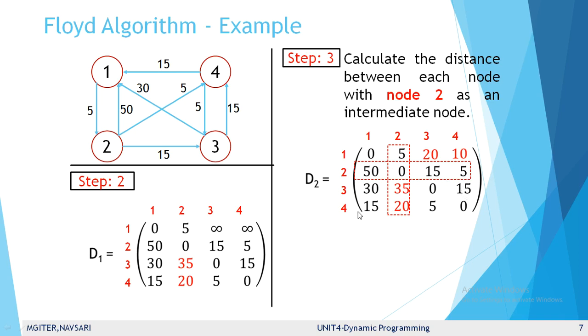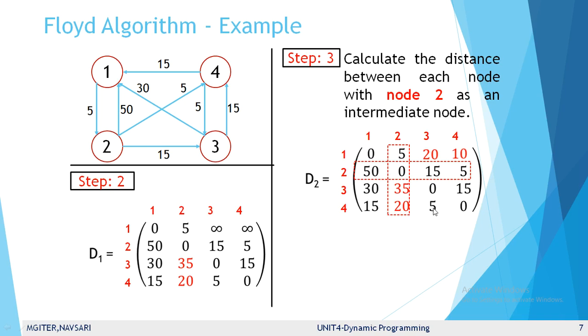Now for node 4. 4 to 1 is 15. Via intermediate vertex 2 it is possible. Now check it. 4 to 2 is 20 plus 2 to 1, which is 50. 20 plus 50 is 70. 70 is greater than 15, so no need to change.